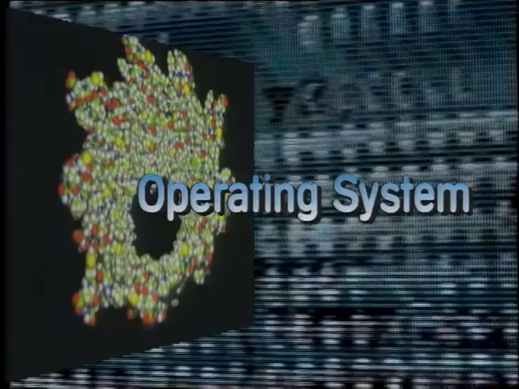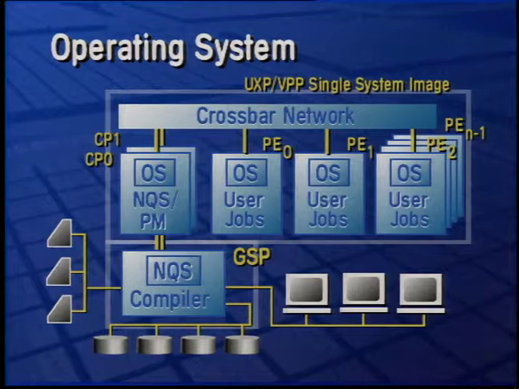The operating system for the VPP500 system is based on Unix System 5 Release 4 with a parallel extension to provide a parallel processing environment. As is shown in this diagram, the UXP/VPP provides a single system image to the users, where users submit the job to the Network Queuing System, or NQS, on the global system processor.